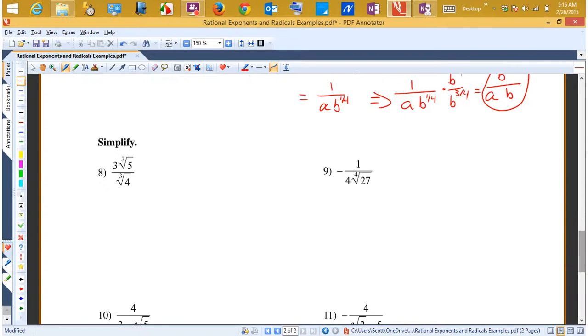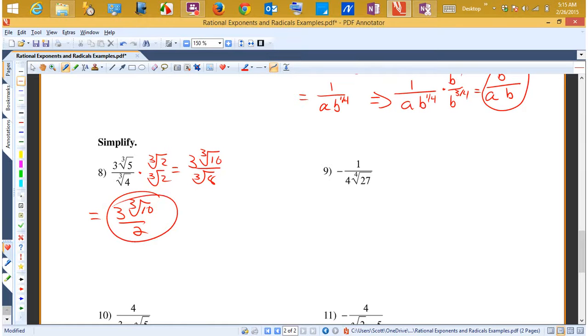Okay, moving to the next problem, what I need to do is get rid of the cube root of 4 in the denominator because we're not going to have any radicals. My next perfect cube root is going to be 8. So if I multiply this times the cube root of 2 all over the cube root of 2, I get 3 times the cube root of 10. But then in the denominator, I get the cube root of 8. Well, the cube root of 8 is really 2, so we could rewrite that as 3 times the cube root of 10 all over 2. And notice that I have no radical in the denominator.